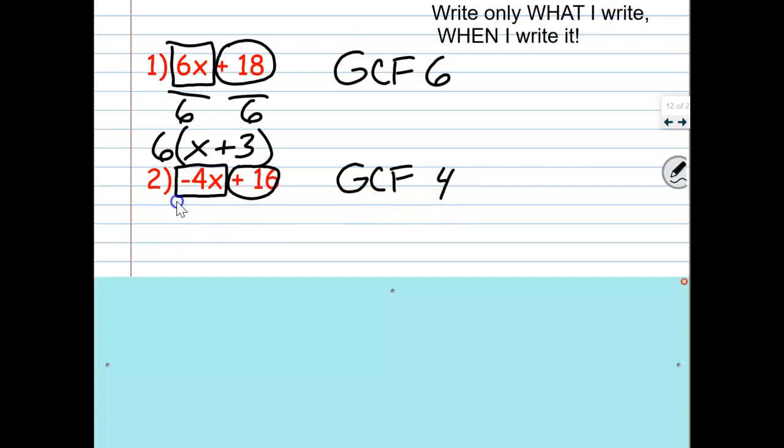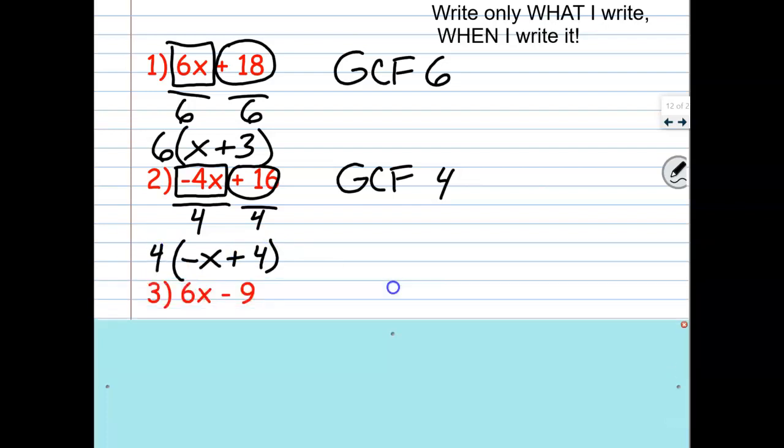All right, step 3, let's actually divide. So I'm going to use this big division bar and show my division. And positive divided by negative, so this is going to give me negative 1x, but I'm just going to write negative x. And 16 divided by 4 is going to give me positive 4. And then step 4, parentheses, and put that GCF on the outside.